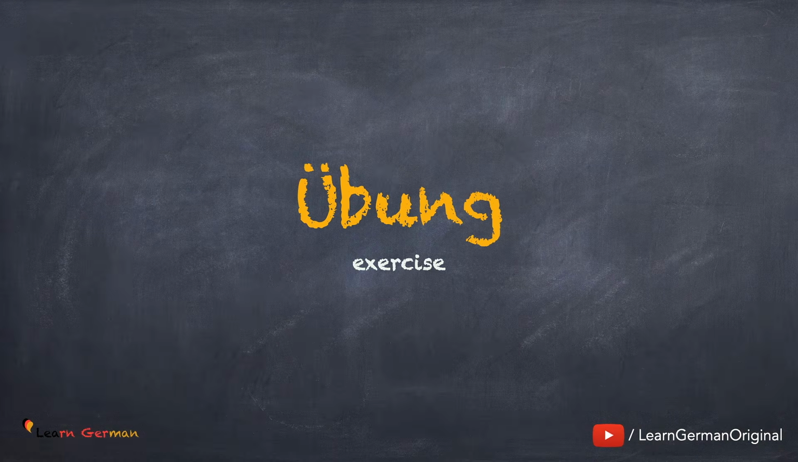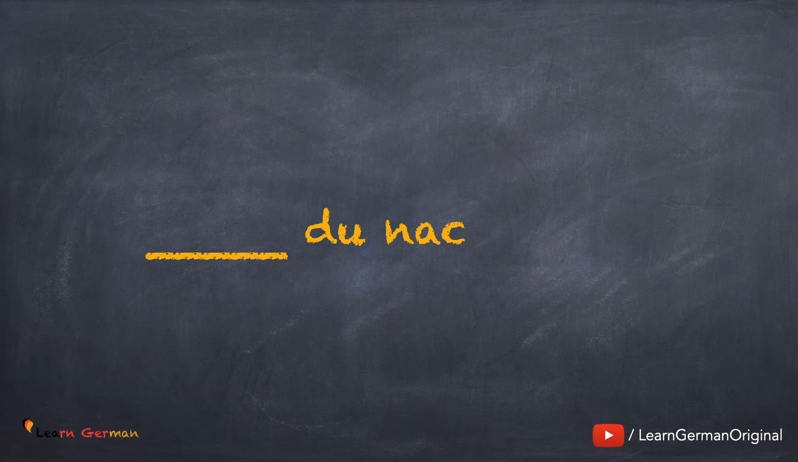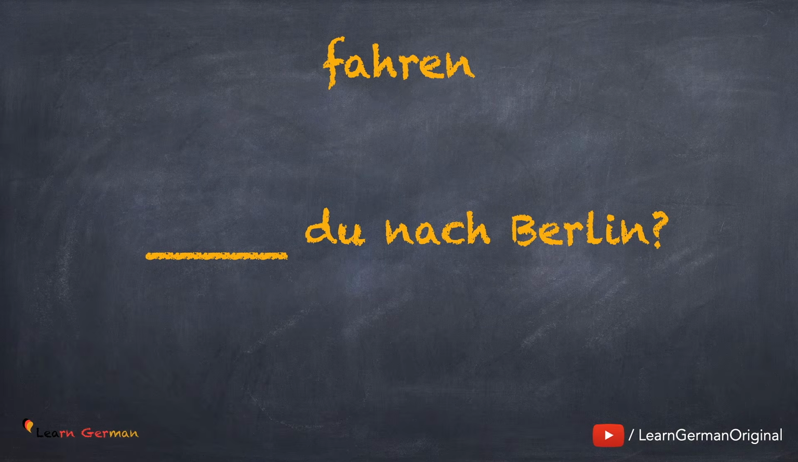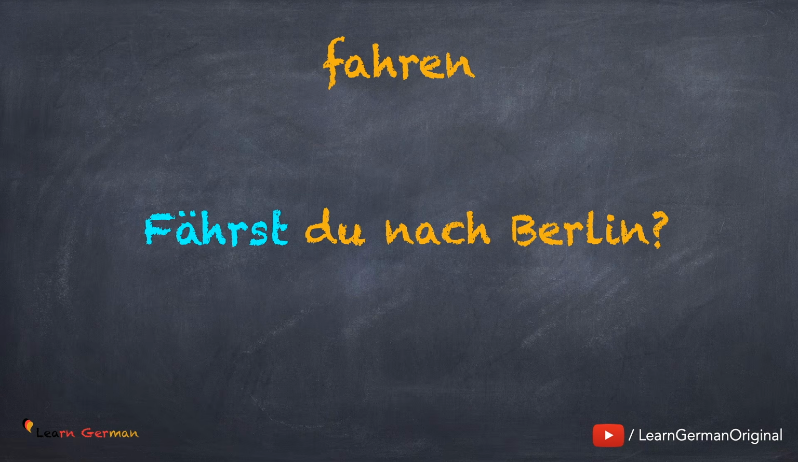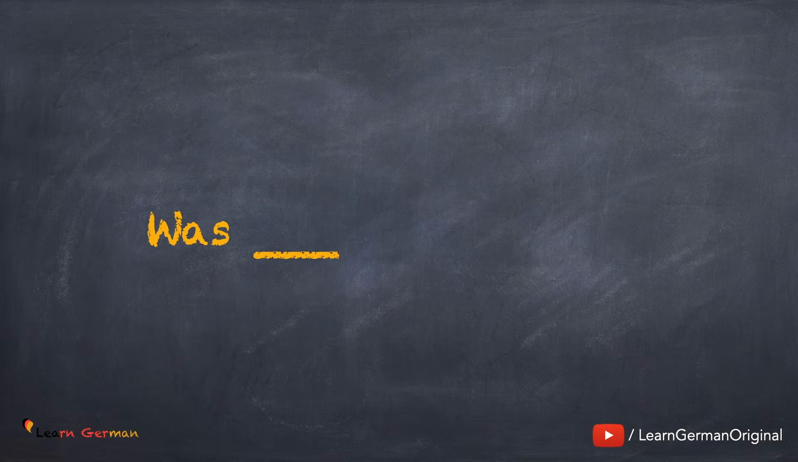It's time for an exercise. Übung. Fill in the blanks with the conjugated verb. Let's look at the first sentence. Your answer should be: Fährst du nach Berlin?